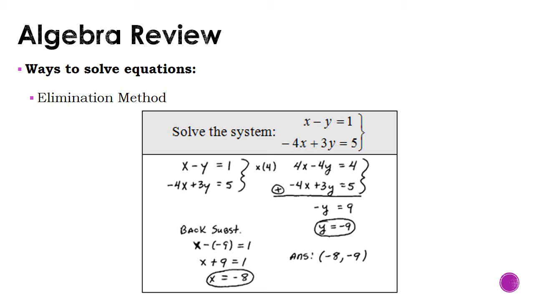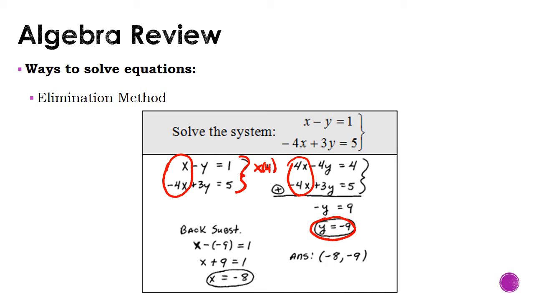Another way to solve equations is using the elimination method. The elimination stands for eliminating one of the variables. So provided these two equations, if I want to get rid of the x values, they need to be opposite, which means I have to take that first equation times 4. Once I do that, I line them up, and when I add the equations, the x's go away. That makes it very easy to get y by itself.